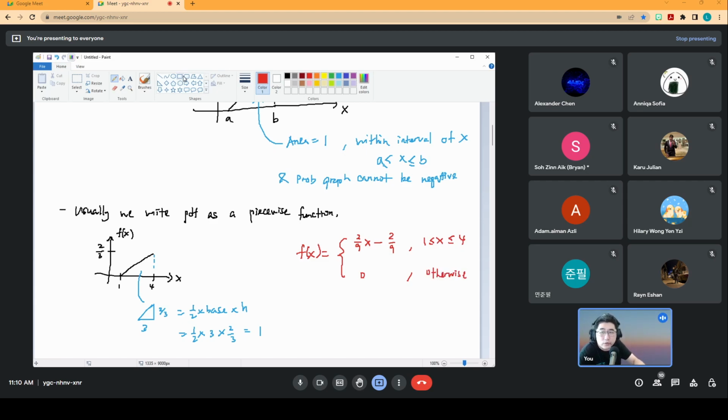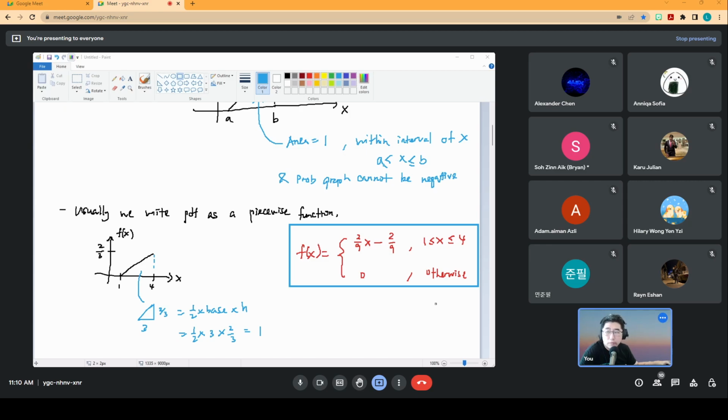What I'm trying to tell you is that usually your PDF will be written as a piecewise function like this. It will be given in this form. This is called a piecewise function, representing the graph. It can also be written in pieces, 0 for any other value of x that is less than 1 and greater than 4. So you have questions that look like that.